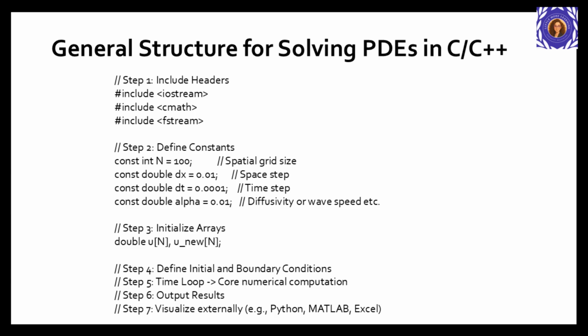First, we define our constants: the size of our domain, the time step, the number of spatial grid points, and physical parameters like diffusivity or wave speed. Then we declare the arrays u_new, maybe even u_past, depending upon the type of PDE, and set initial and boundary conditions. This is the base from where the numerical engine begins to compute. Finally, we construct a time loop where the differential equation is solved using difference approximations. Once the time stepping is done, we export the results, typically to a CSV file for visualization.